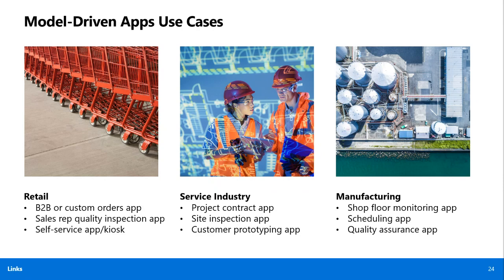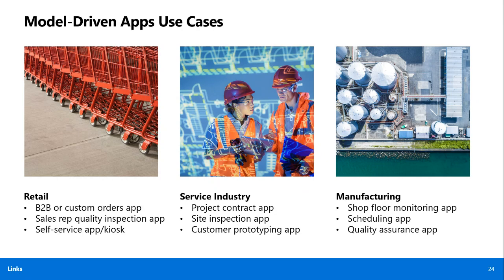Another example would be a sales rep quality inspection application that allows your sales reps to go out, use their tablets in the retail stores and do quality inspections. Another example would be a self-service app or a kiosk type app that you could use in your stores to allow your customers to do price lookups or order products that aren't available in your store, or even find out where a product is located in your store and get additional information about your products.